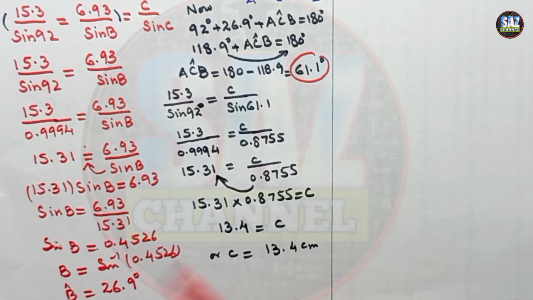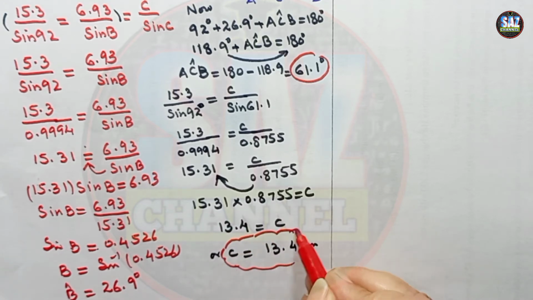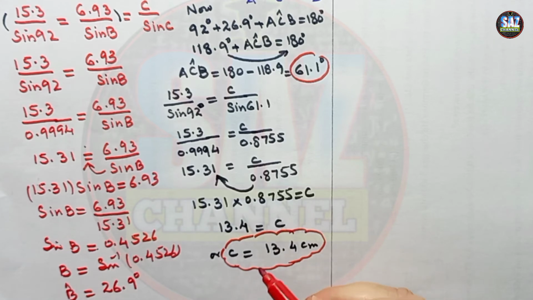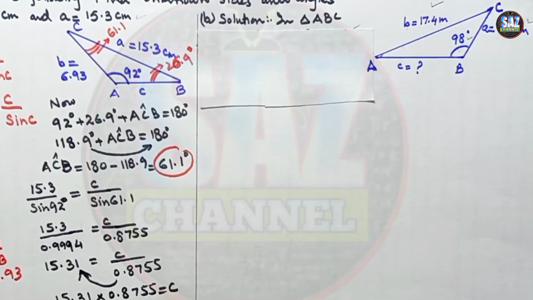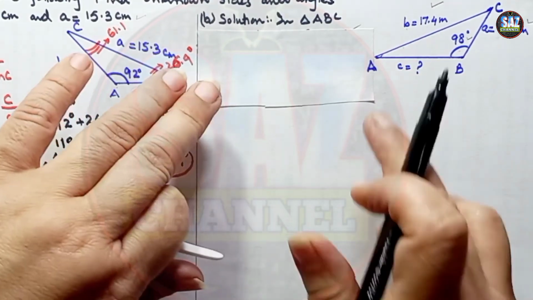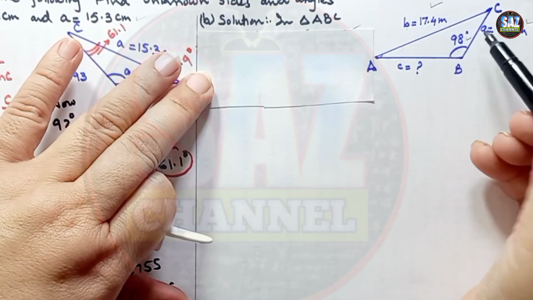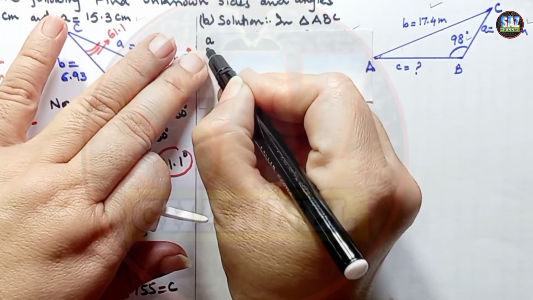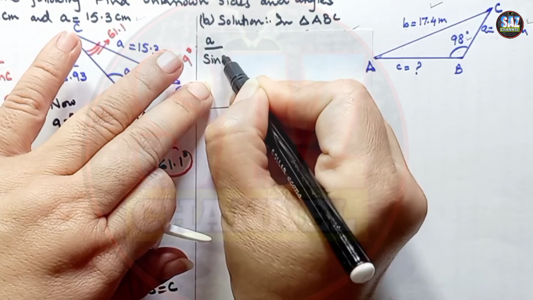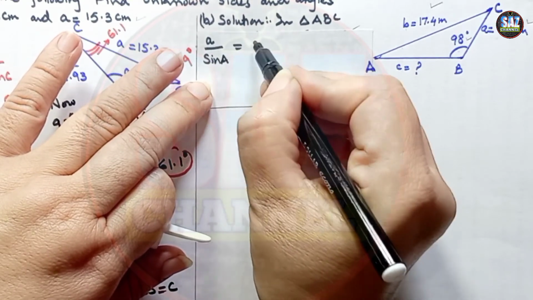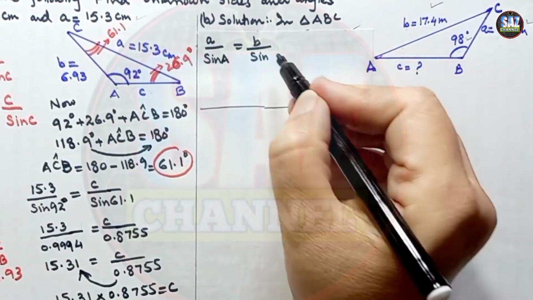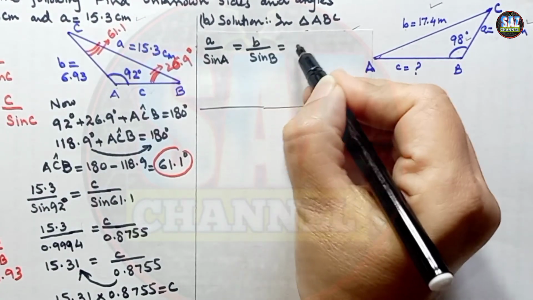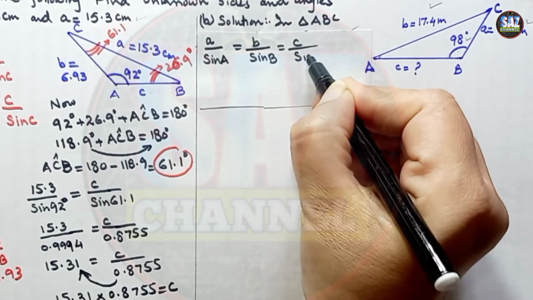So I hope you are clear how we are applying sine law for finding unknown lengths and angles of a non-right or oblique triangle. Let's move to the next part of the question, and let's begin with the simple equation of sine law, that is a upon sine A equals b upon sine B equals c upon sine C.